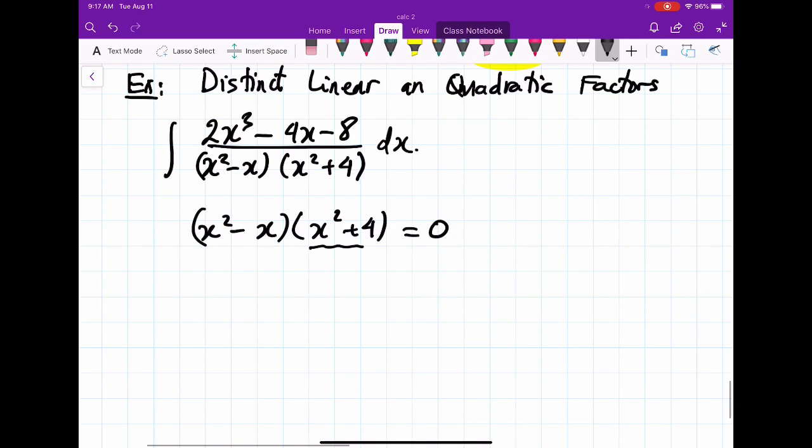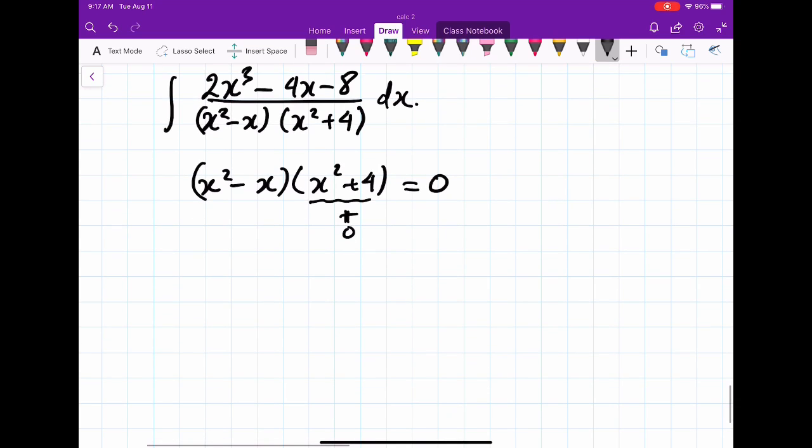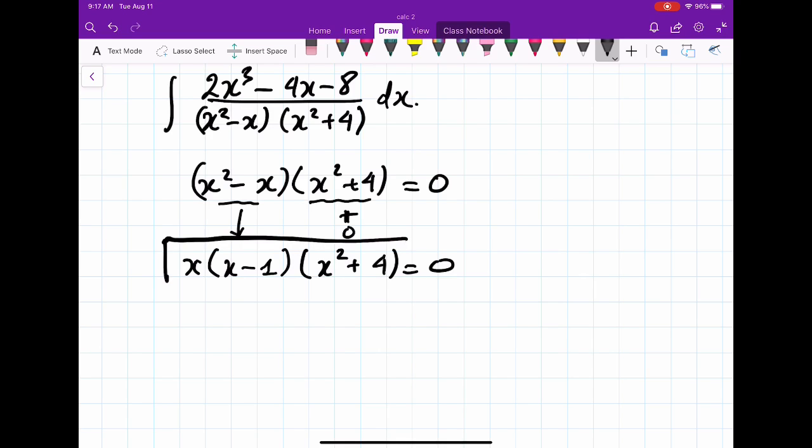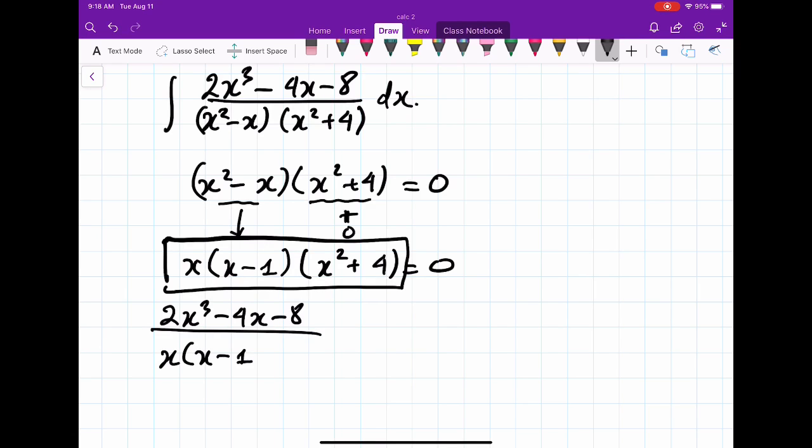So, this x squared plus 4 is not 0, so we don't need to care about it, right? I just care about this. So I have x and then x minus 1, and then x squared plus 4 equal to 0. So your denominator can be factored like this. Okay. Now I can rewrite, using the same idea we just used. I can rewrite this as the following one: 8 over x minus 1, x squared plus 4 in here.